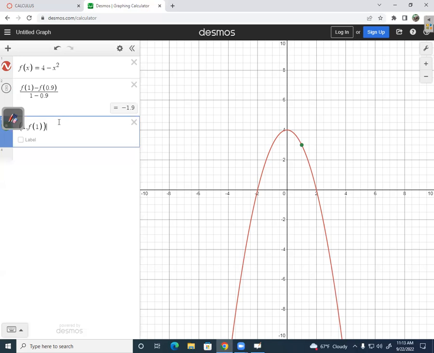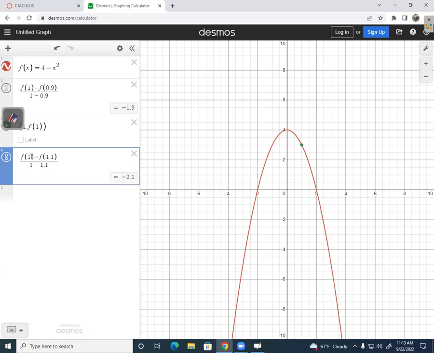I might pick a point on the other side, like x equals 1.1, see what it looks like on the other side. And I'm just going to leave that one there. I'm just going to retype it. Fraction f of 1 minus f of, this time I'm going to go 1.1 on the other side, divided by 1 minus 1.1, and I get a slope of -2.1 on the other side. Okay, so to the left of the point I'm interested in, the slope is -1.9. To the right, it's -2.1.